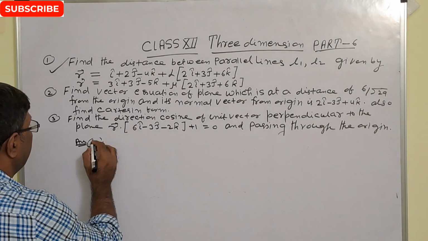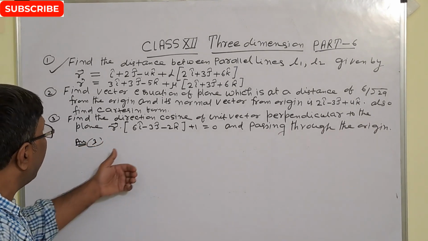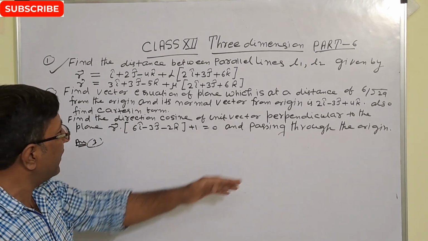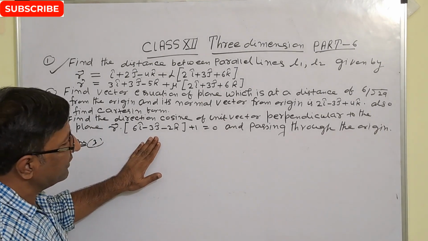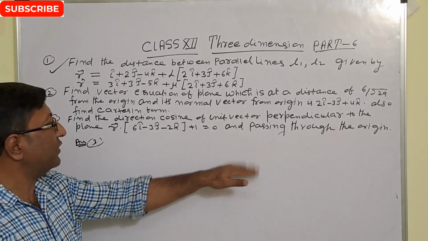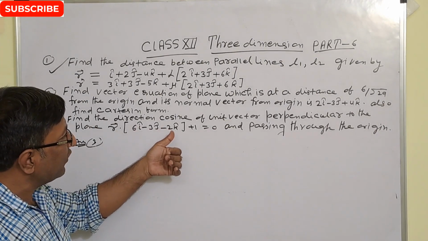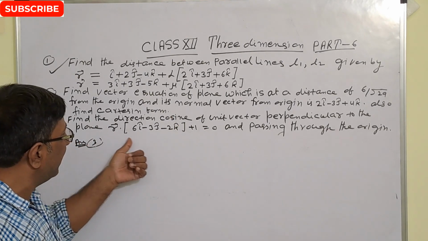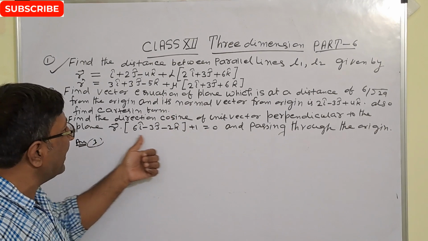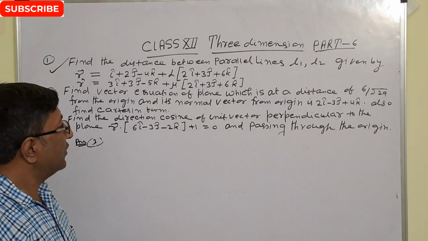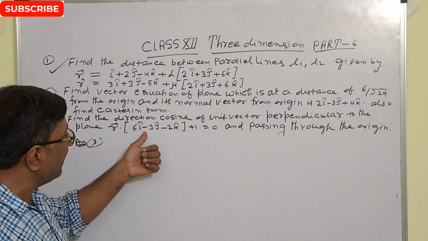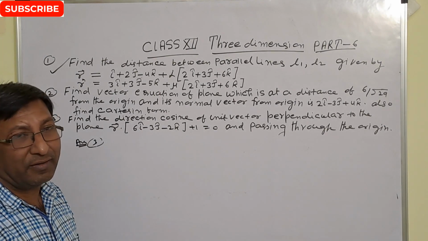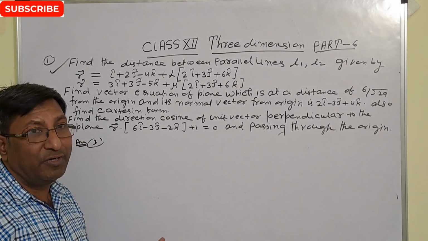The third question is also very important. Find the direction cosines of the unit vector perpendicular to the plane r dot this, and passing through the origin. So this is the given. With the help of this equation, first you have to find the unit vector.